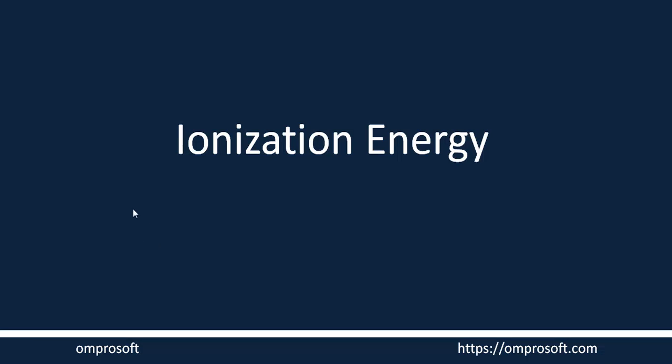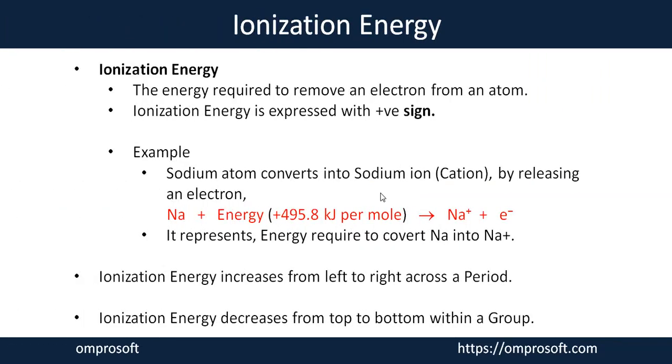With this session, we are going to discuss ionization energy. What is ionization energy? The energy which is required to remove an electron from an atom. While any element takes part in a reaction, some elements tend to lose electrons and some tend to gain electrons. The energy required to lose an electron from their outermost shell is nothing but its ionization energy.